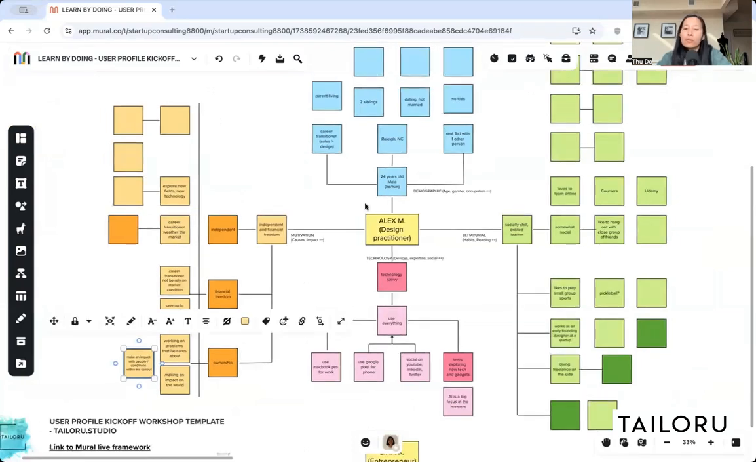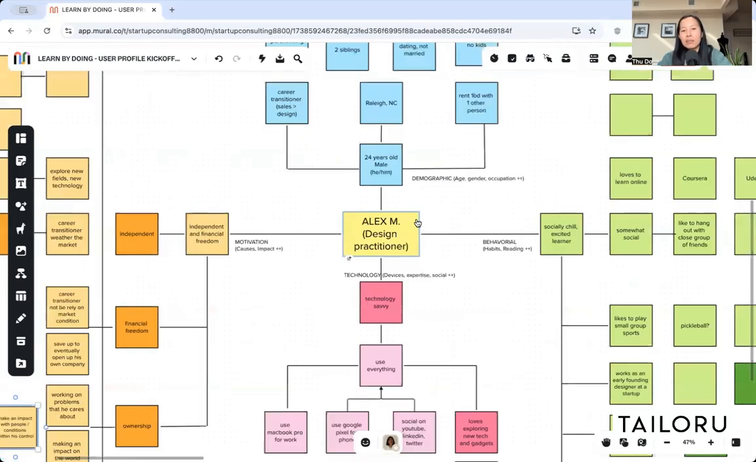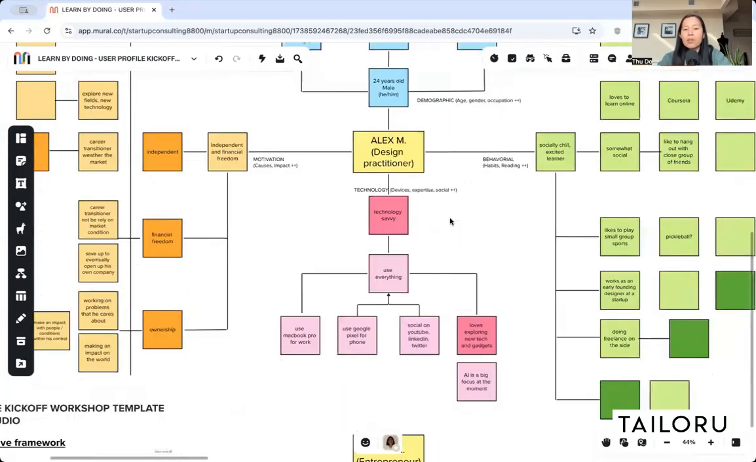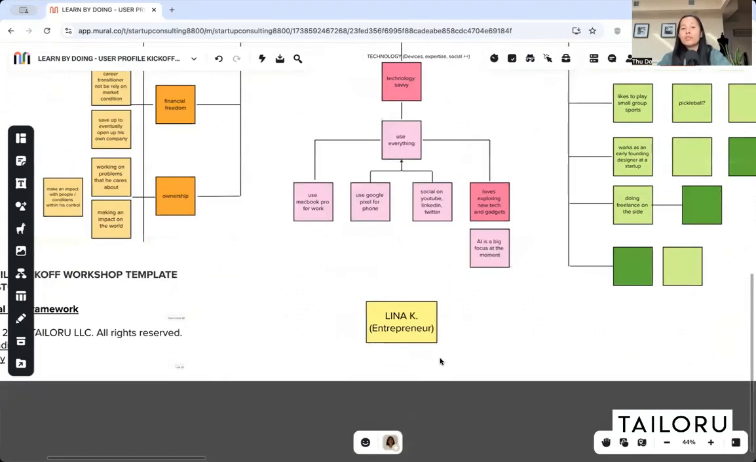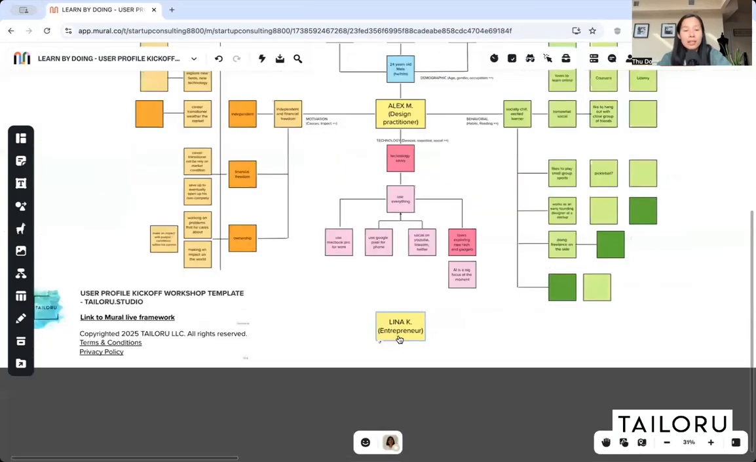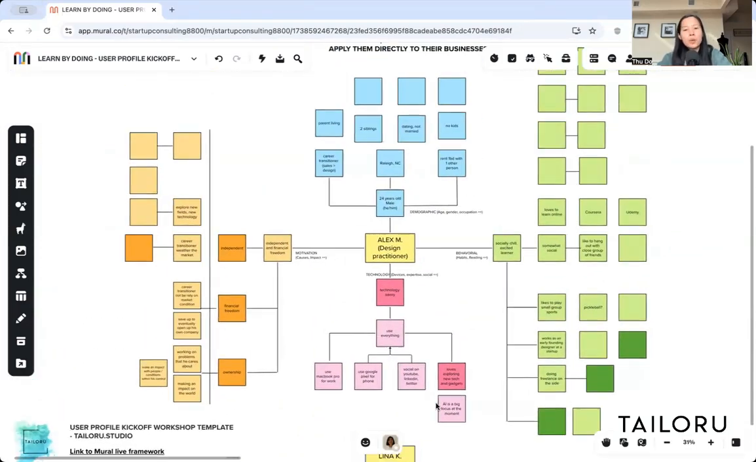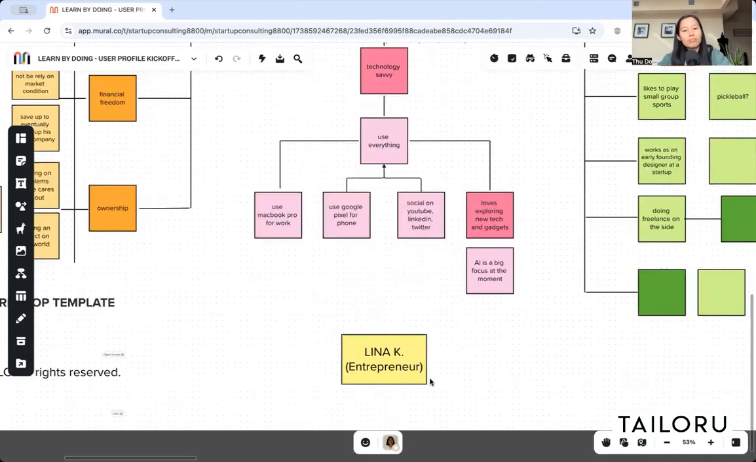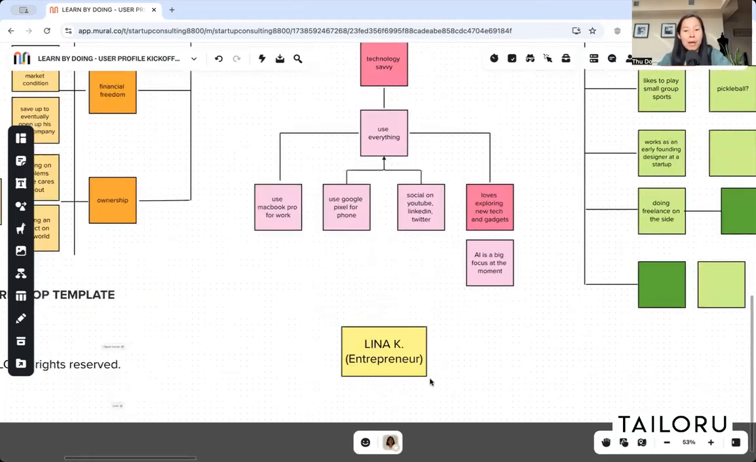As I went through this exercise of Alex, the design practitioner, I've come to realize that there is another audience that I would love to talk to that I haven't talked to yet or mapped out. And that is the entrepreneur, right? The small business owner who can use these design concepts. So I'm going to note it down here, and that will be the next persona that I map out.